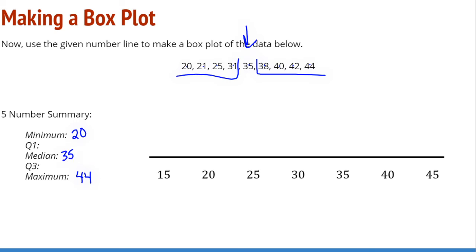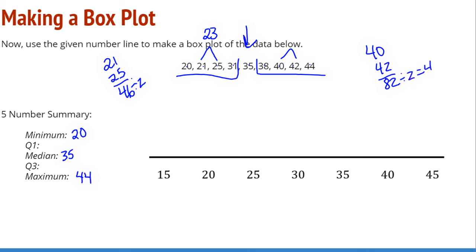Now I need to find the median on the lower side. 21 plus 25 is 46. Divided by 2 is 23. And on the upper side, I've got 40 and 42, which is 82. Divided by 2, and I've got 41. All right, I've got 23 for quartile 1, and I've got 41 for quartile 3.